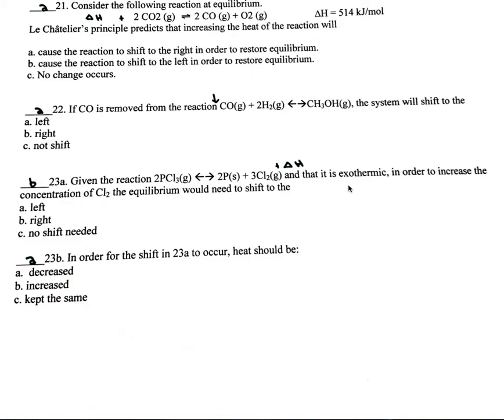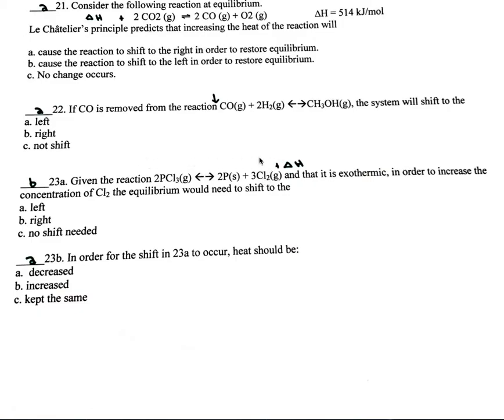Given this reaction, and that it is exothermic, in order to increase the concentration of Cl2, what would I need to do? Now, notice I'm not saying, if I increase Cl2, what shift will occur. I'm saying what direction would it need to shift in order to increase Cl2? So, yes, if I increase Cl2, it would shift to the left, but no, I'm saying to increase Cl2, in what direction would I want to shift?